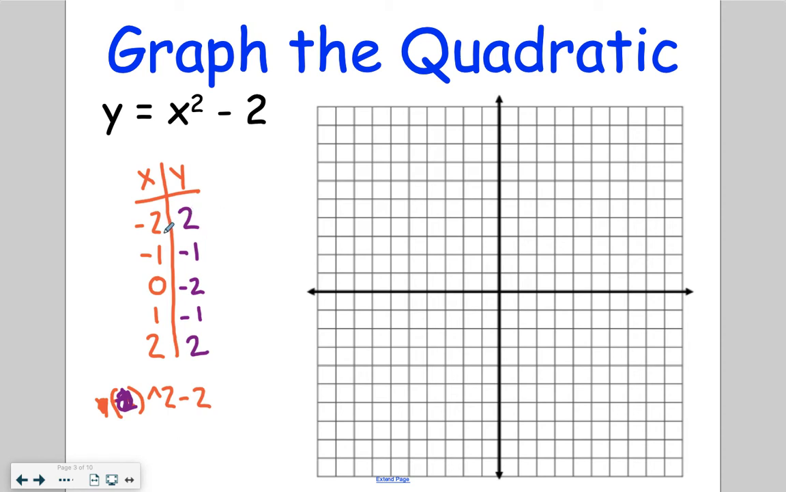So then we're going to come over to our graph, and we're going to go x is -2, so 2 left, and then up 2. And then we're going to go -1 and -1. And then we're going to go 0, -2, 1, -1, and 2, +2. So you get this curved parabola shape.